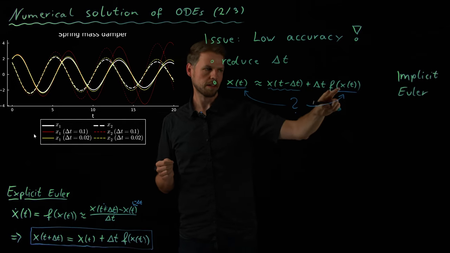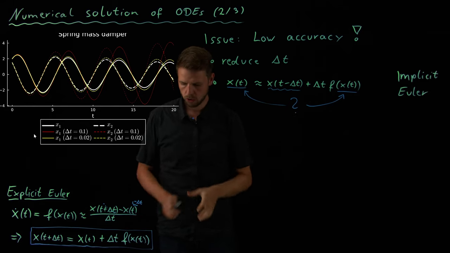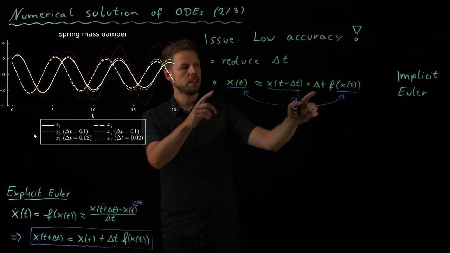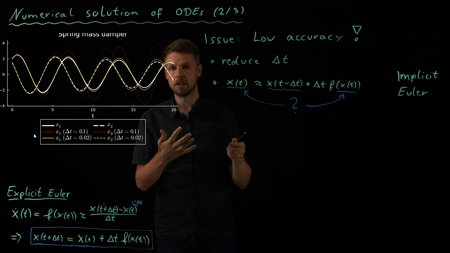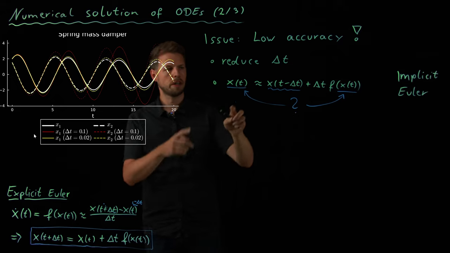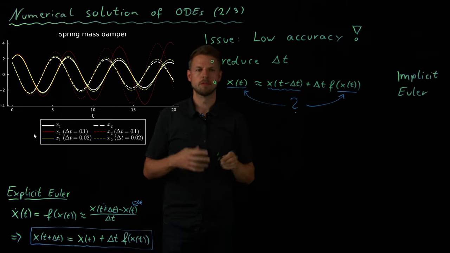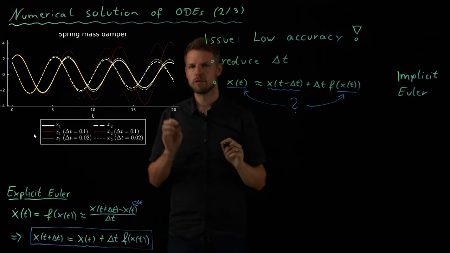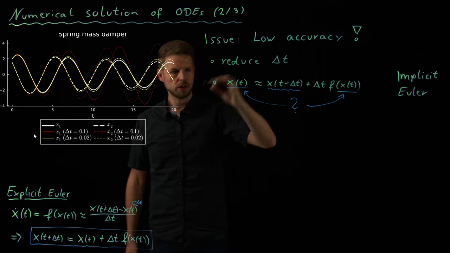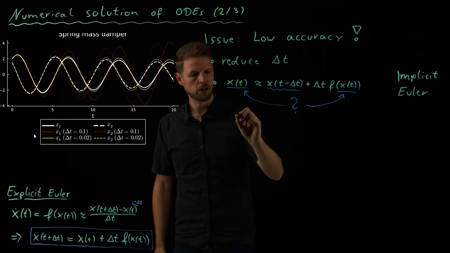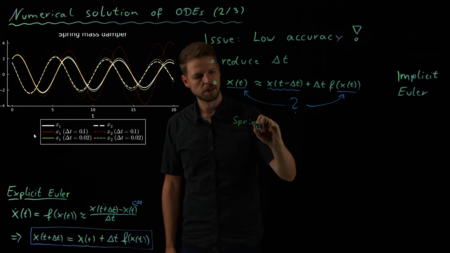Right? The right-hand side has the solution also inside. So it's not so easy to solve this right away. What needs to be done is to solve a system of equations to get the solution. Right? For a linear right-hand side, this is a linear system. For a nonlinear right-hand side f, this becomes a nonlinear system that we need to solve in every time step. So it's more expensive. Before we continue, I have a third point that I would like to comment on, but let's get back to the spring mass damper system for a second.